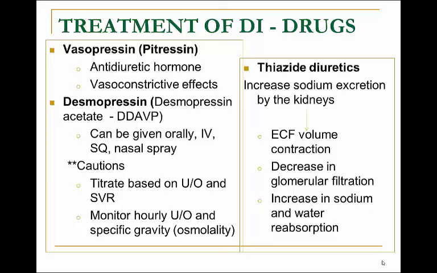The other thing to keep in mind that's very commonly used is called DDAVP, desmopressin acetate, but most people refer to it as DDAVP. It can be given orally, IV, sub-Q, or nasal spray. With these drugs, in particular desmopressin, we increase or decrease doses, and that's what titrate means, based on urine output and also the systemic vascular resistance. What's our tone in our arteries and vessels? What is our return? What is our afterload, if you will? And we also need to monitor specific gravity in relation to that, in particular the osmolality.